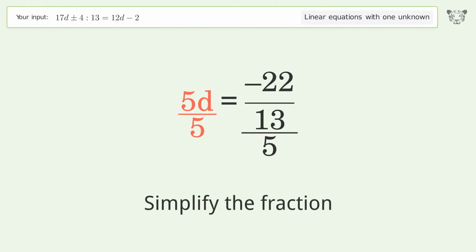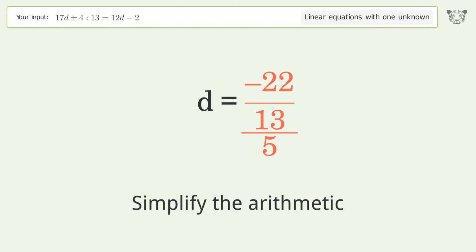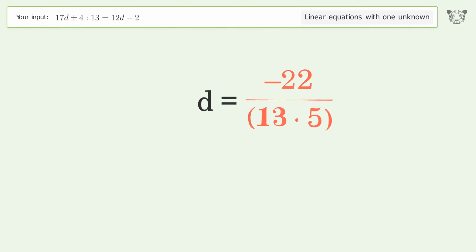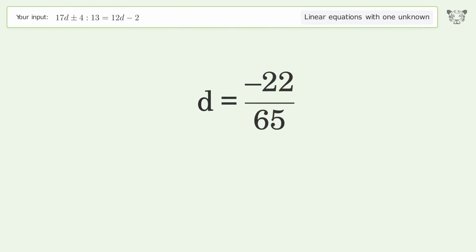Simplify the fraction. Simplify the arithmetic. And so the final result is d equals negative 22 over 65.